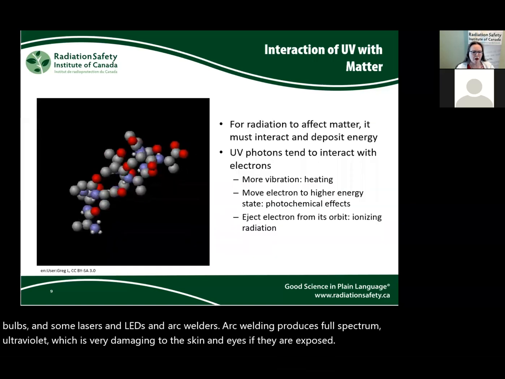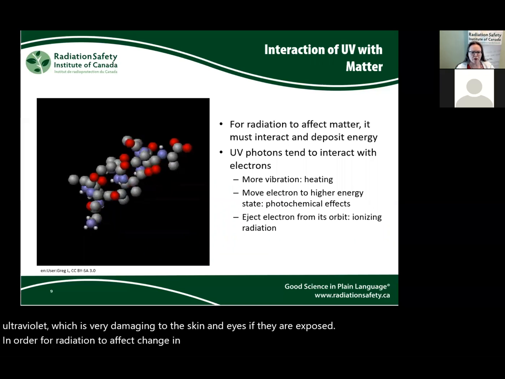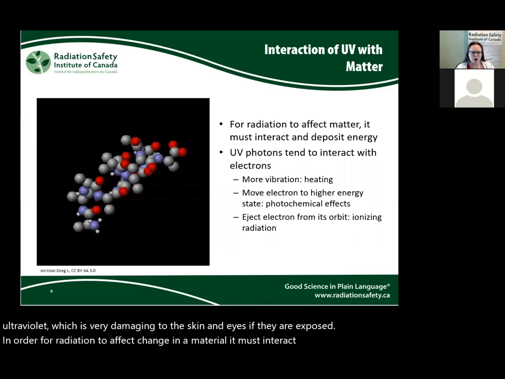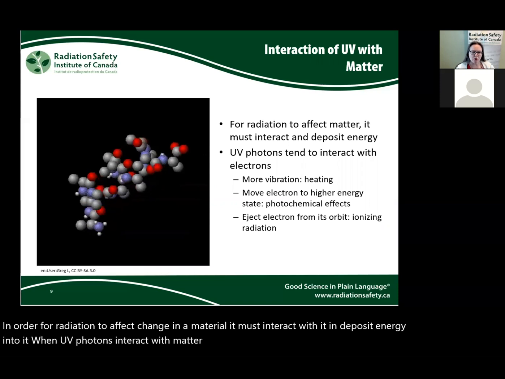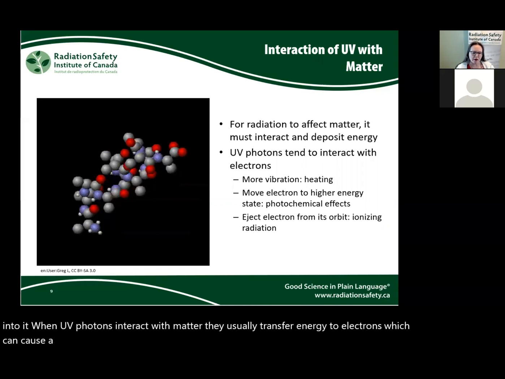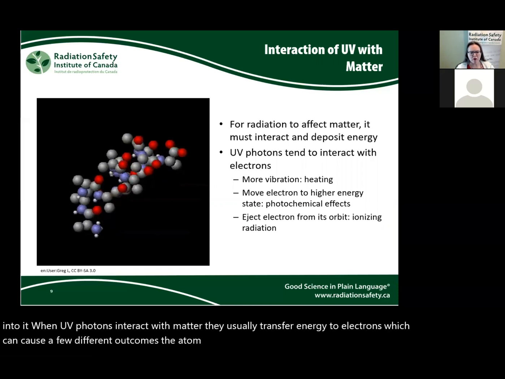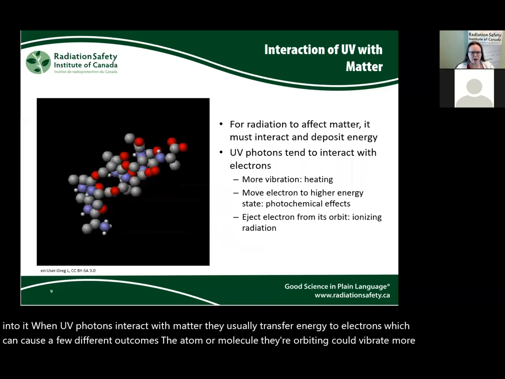In order for radiation to affect change in a material, it must interact with it and deposit energy into it. When UV photons interact with matter, they usually transfer energy to electrons, which can cause a few different outcomes. The atom or molecule they are orbiting could vibrate more. More atomic vibration means the material is heated.